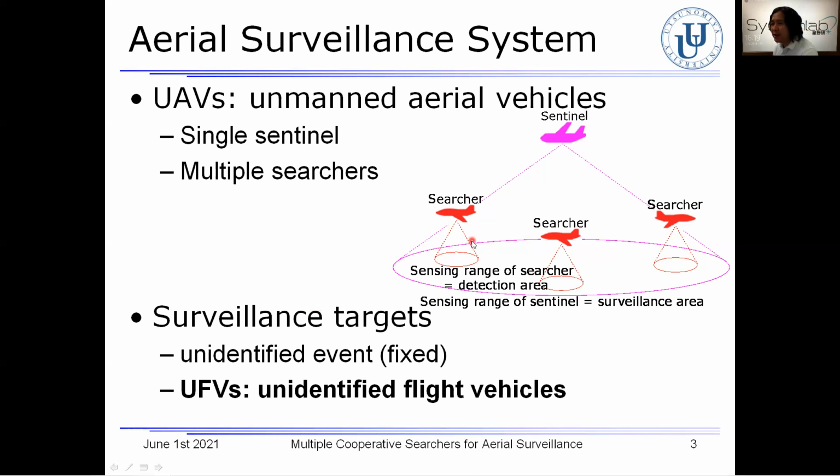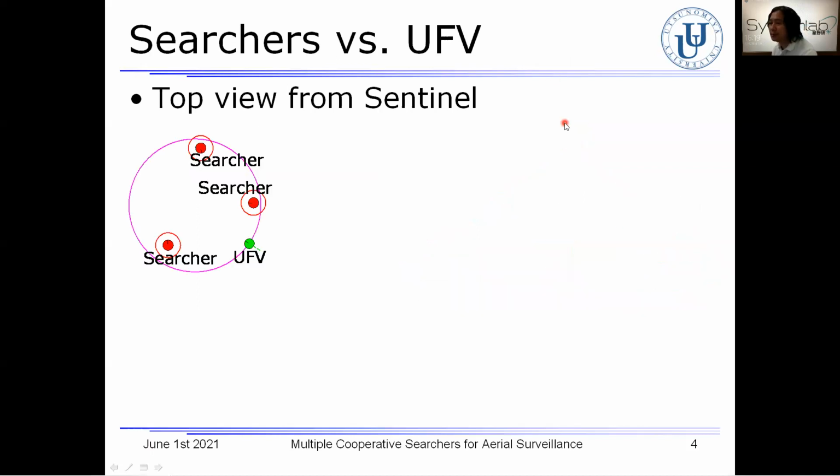Within the surveillance area, the sentinel constantly tracks the positions of searchers and UFVs. The searchers are allowed to communicate with the sentinel. So a searcher has information about the target UFV and other searchers via the sentinel. This figure illustrates the top view of the surveillance system with 3 searchers for a UFV as the target. The pink circle indicates the surveillance area. The UFV moves below the searchers.